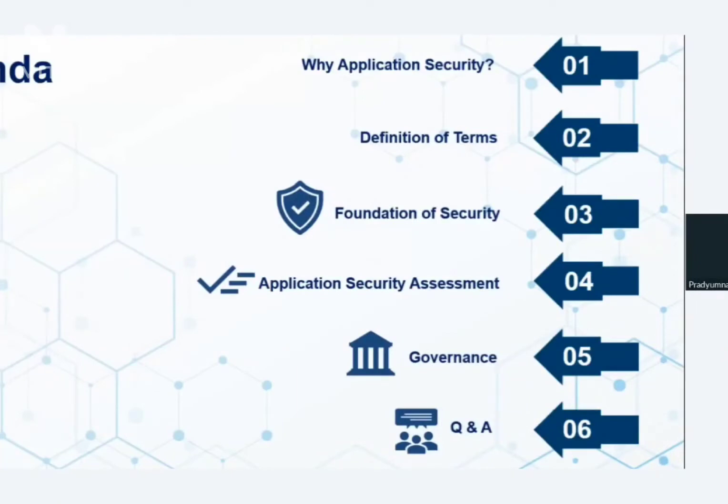So these are the agenda points for our session today. We will begin with why application security, why we need application security. We hear about security everywhere. Then the definition of terms. Definitely, when we talk about security, we also have to discuss the definitions of a few terms of security which should always be in use. We will move into the foundation of security: what is the basic foundation of security used in terms of application security? Then we will move to application security assessment, and the key components we can take care of whenever we do application security assessments.